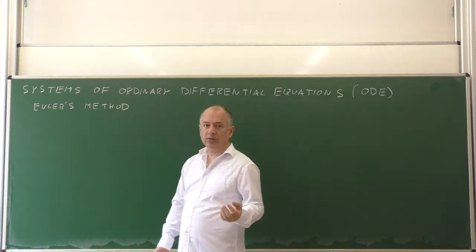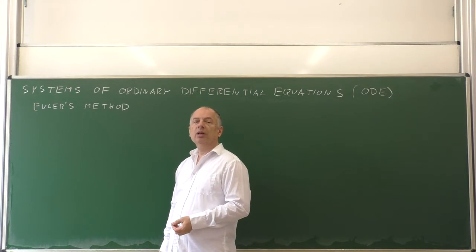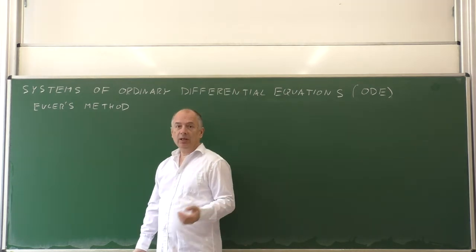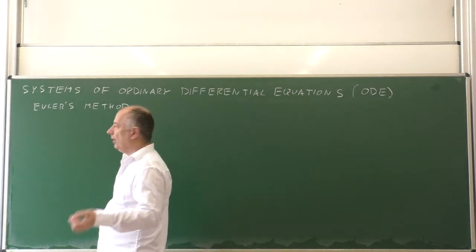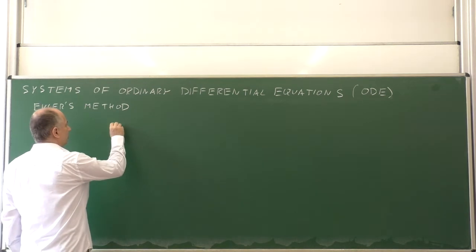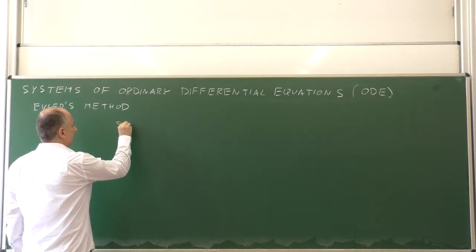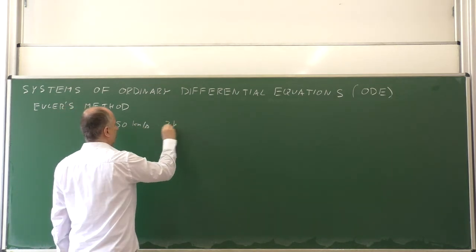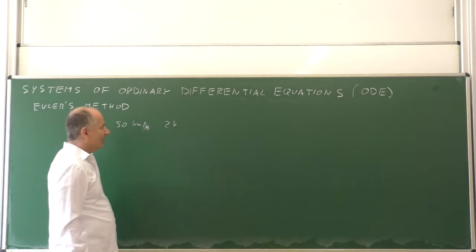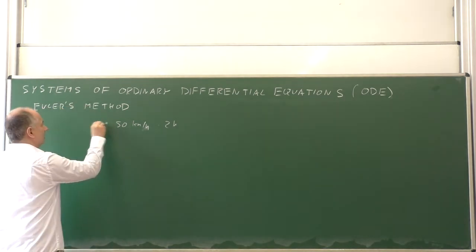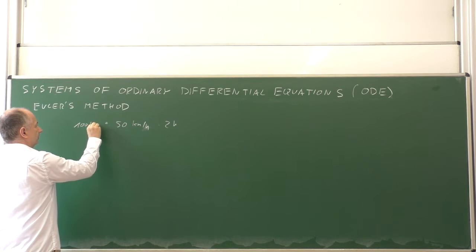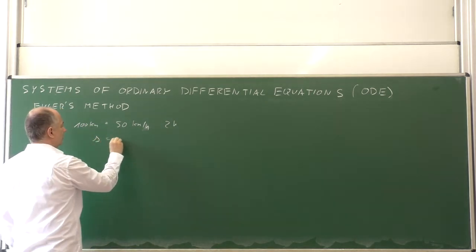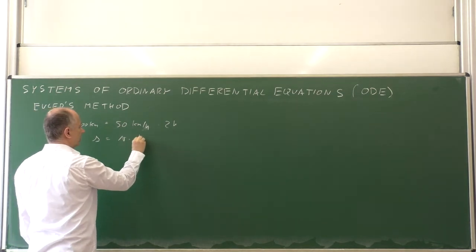And perhaps the simplest numerical approximate method to solve differential equations is Euler's method. It can be explained in a very, very simple way. If you travel with a speed of 50 kilometers per hour for 2 hours, then you make 100 kilometers. In a more general setting, the distance is the speed times time.